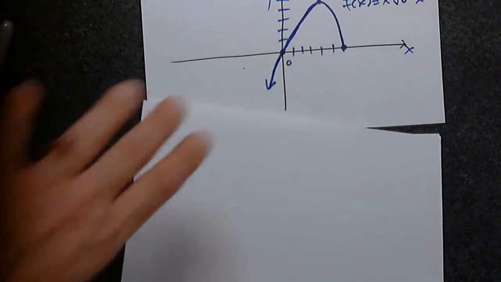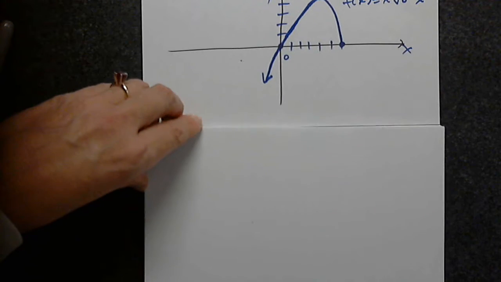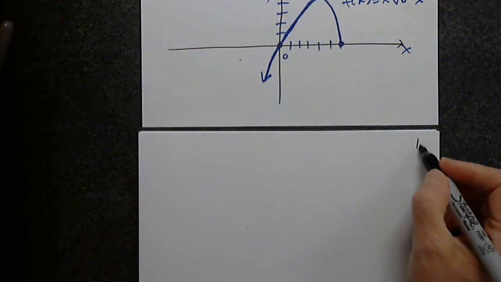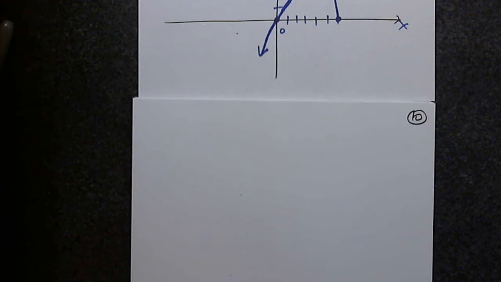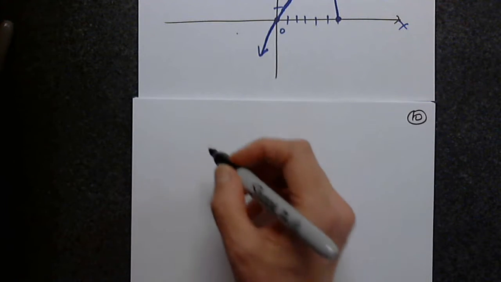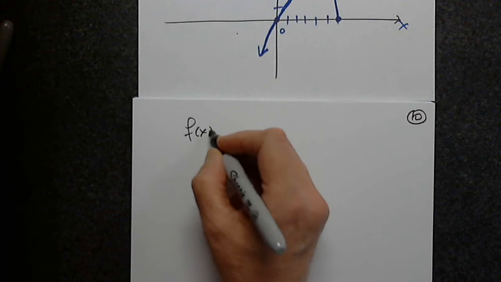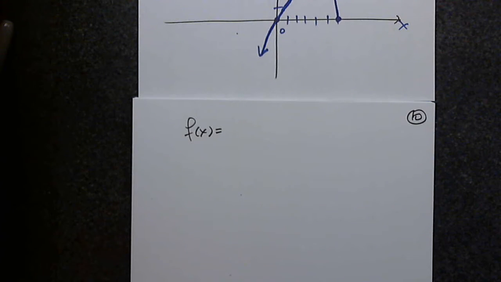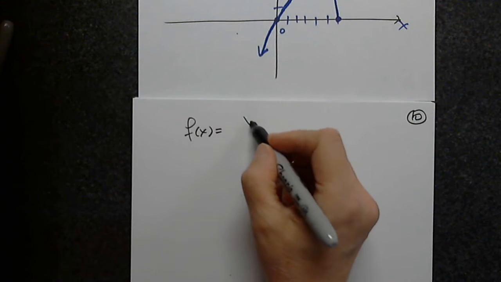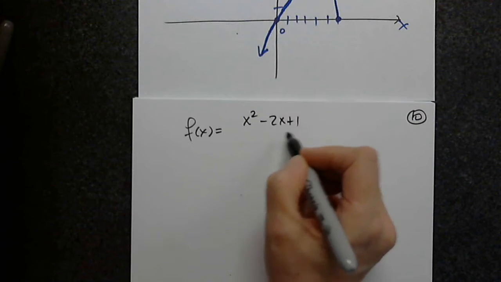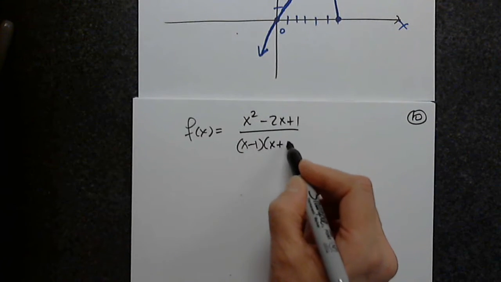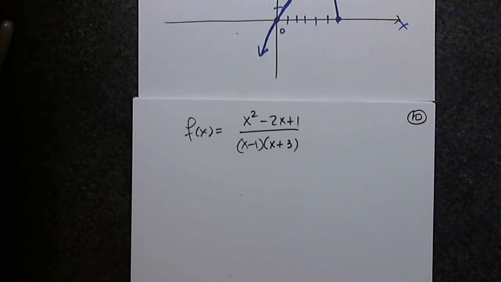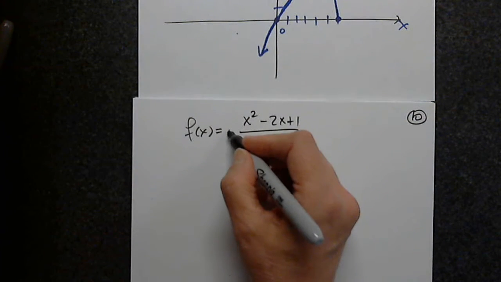Okay, so let's take a look at a rational function. Let's start with a simple rational function. And then we look at one with a slant asymptote. So here is a simple situation: x squared minus 2x plus 1 divided by x minus 1, x plus 3. I'm going to just put a 2 in front.